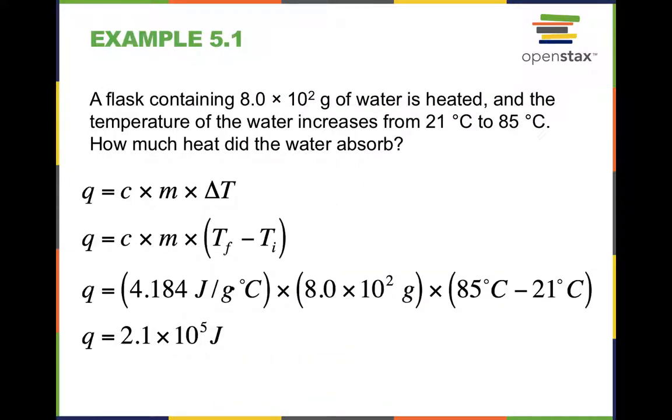So, a flask containing 88.0 times 10 to the 2 grams of water is heated from an initial temperature of 21 degrees Celsius to 85 degrees Celsius. How much heat did the water absorb? So you would find the heat capacity on the table is 4.184 joules per gram degree Celsius times the mass times change in temperature, and 85 minus 21 would be 64, and you would get 2.1 times 10 to the 5th joules. Pretty straightforward. And this is really where most of the first worksheet is.